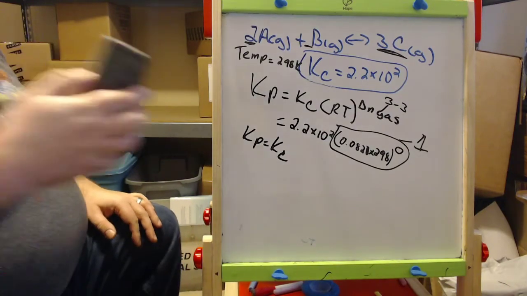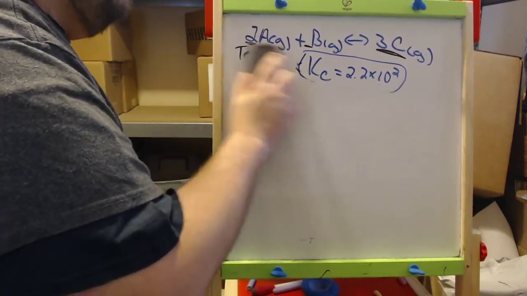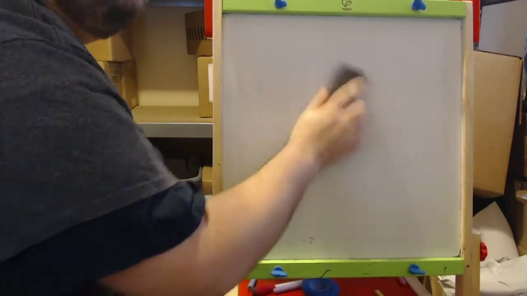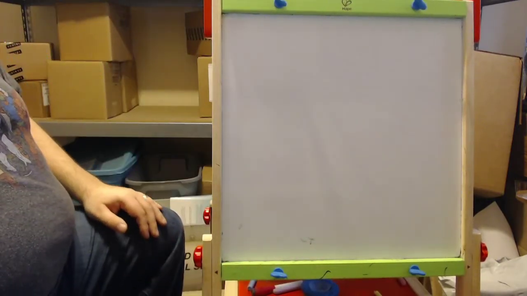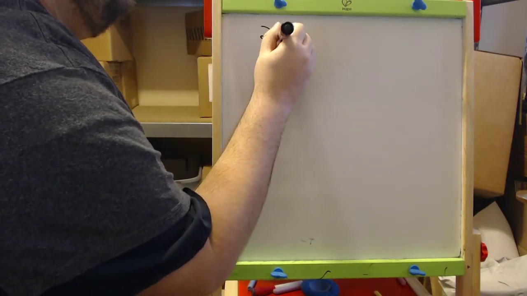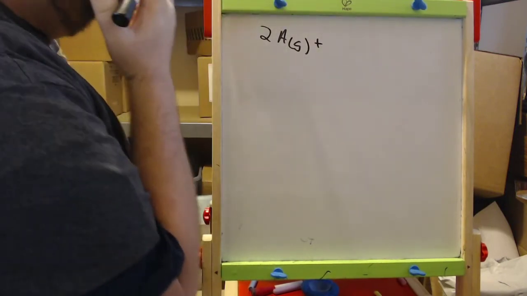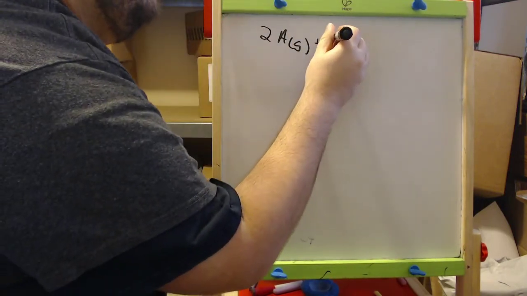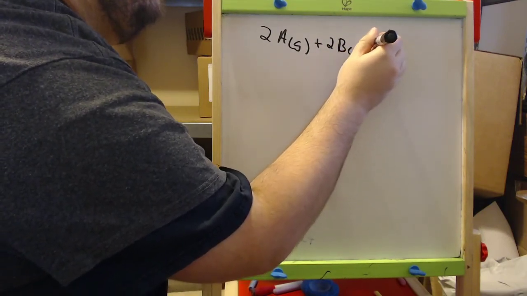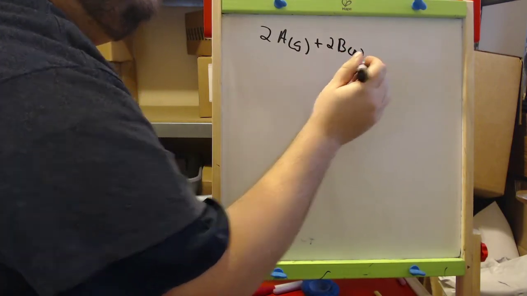Questions on that? We'll try another one. I'll start making up one while you think if you have any questions on that. 2A solid plus 2B, let's make it a liquid, L. That's terrible.